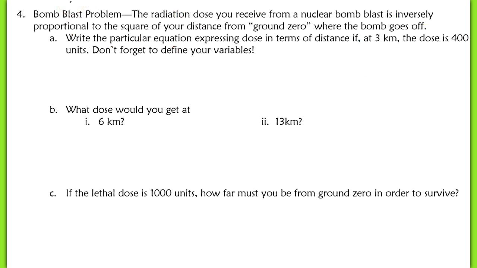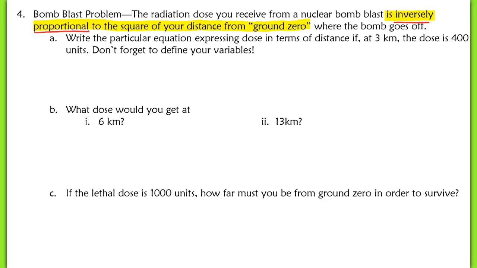And for the final problem of the lesson, we have the bomb blast problem. It says the radiation dose you receive from a nuclear bomb blast is inversely proportional to the square of your distance from ground zero where the bomb goes off. Now I didn't use this specific terminology in our previous problems, but when you see something that says it's inversely proportional, that is the same as if it were to say that it varies inversely. If you see something that says it varies directly, then that means the same as if it were to say it's directly proportional.